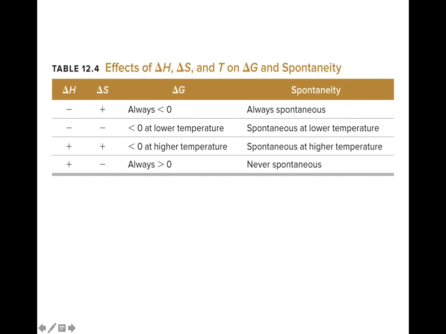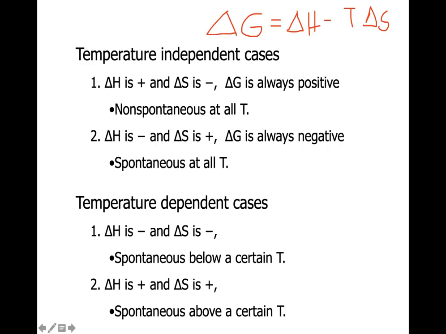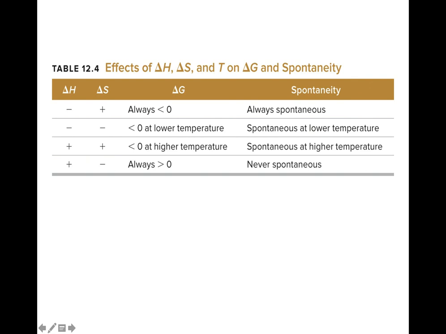So on this table, we have our always negative down here, always spontaneous, sorry about that, and always not spontaneous. And other things depend on temperature. So if they're both negative, we expect them to be spontaneous at lower temperatures. And if we have both positive entropy and enthalpy changes, we expect them to be spontaneous at higher temperatures. Again, we can always just use the equation that defines delta G. Delta G equals delta H minus T times delta S to figure this out.